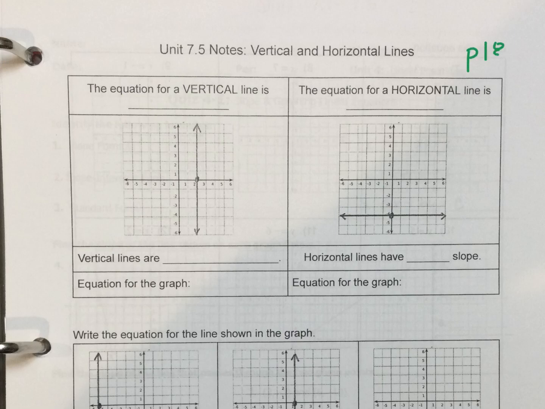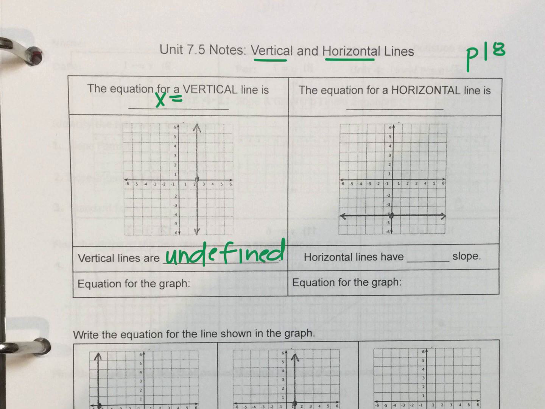This is page 18 in your binder. So, we're going to talk about vertical and horizontal lines. The equation for a vertical line is x equals a number. Vertical lines are undefined because they're up and down.